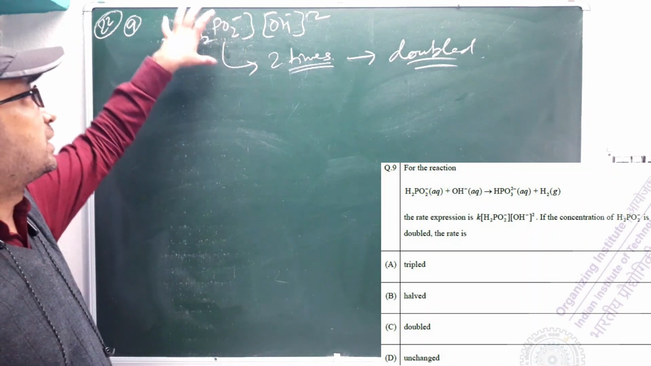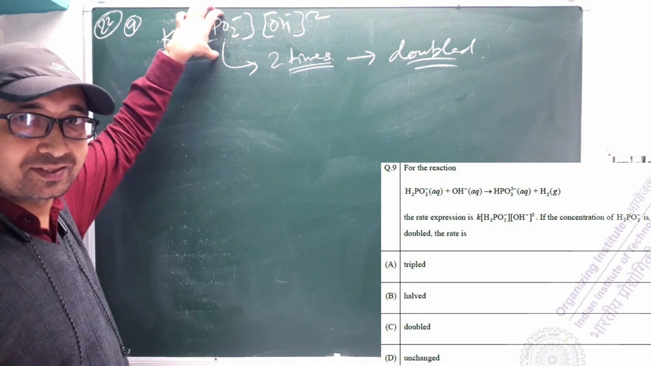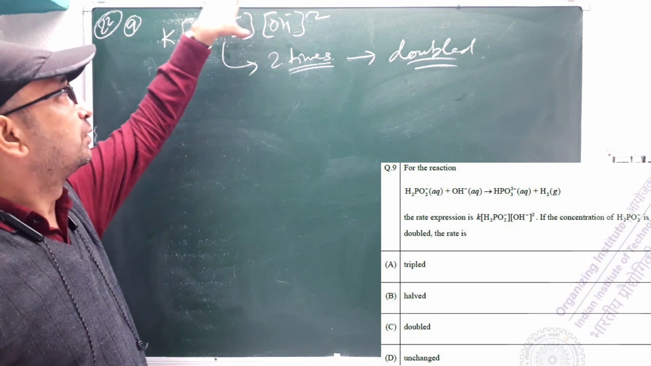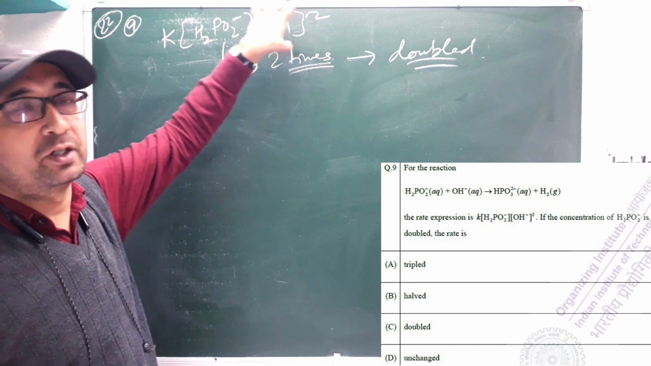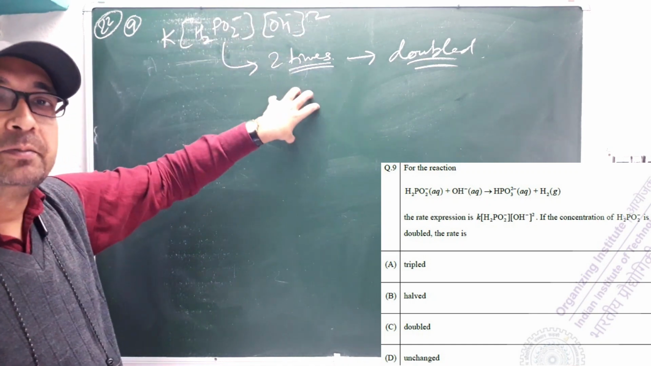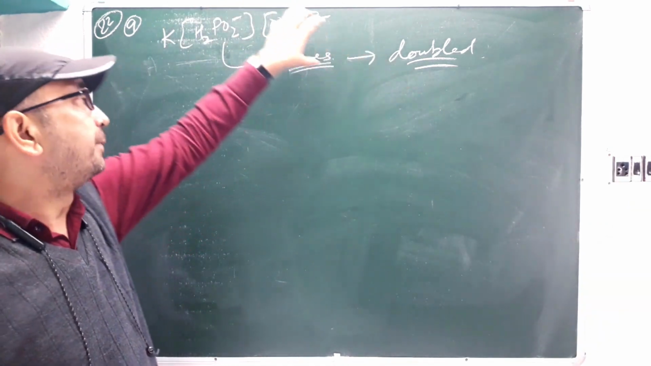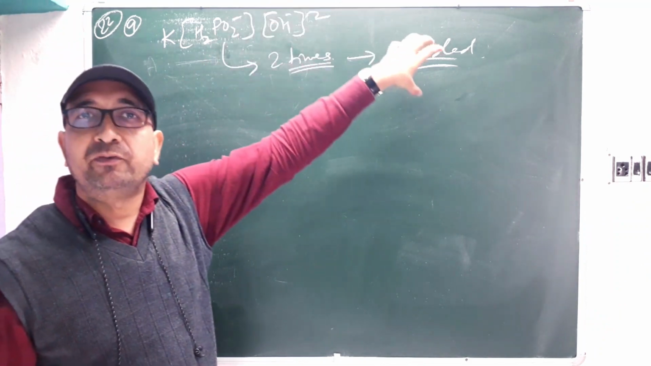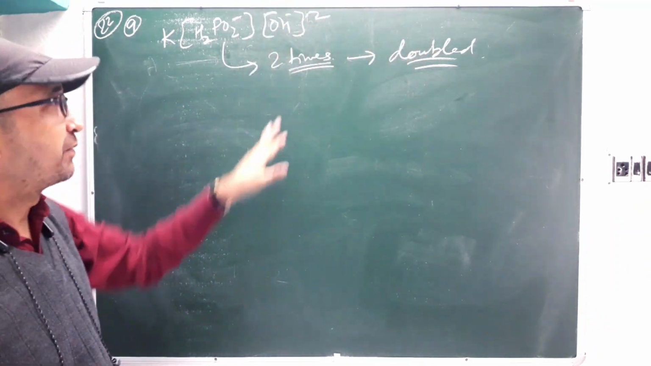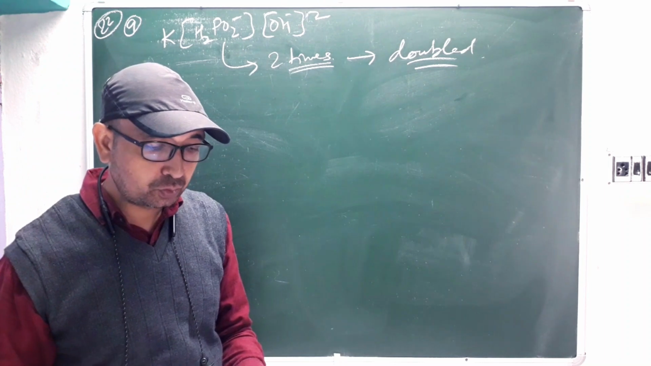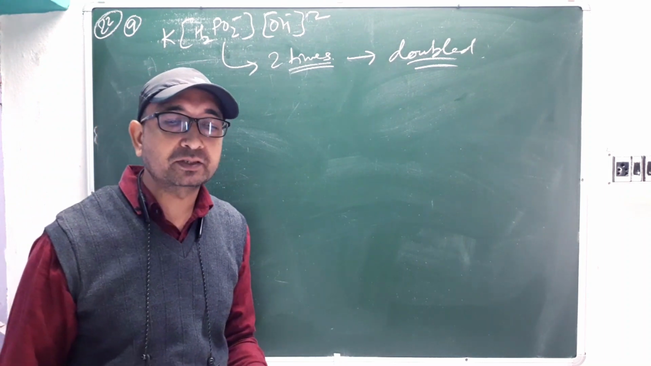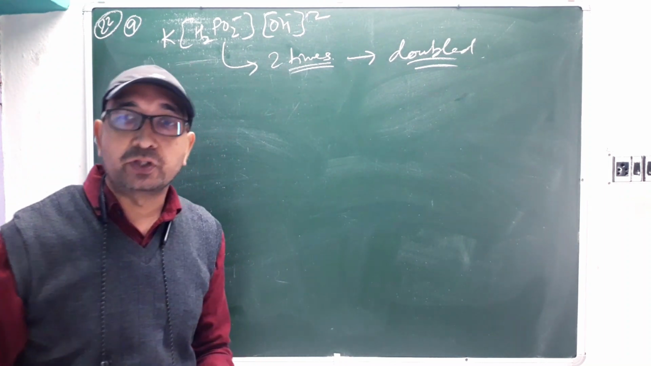Because with respect to this substrate it is first order, with respect to this substrate it is second order. So if first order they are doubling, your product will be doubled. If second order they are doubling, your product will be 4 times, correct? So likewise this answer is option C. So in 2022 only one question they have asked. Now we directly go to 2021.